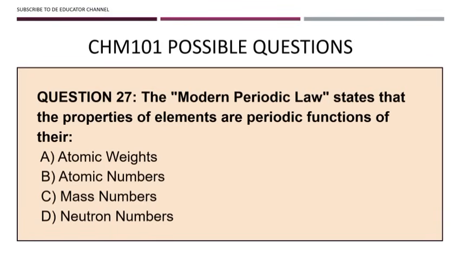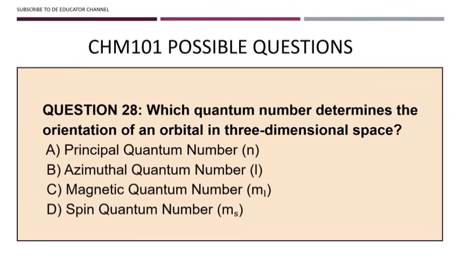27. The modern, okay, good. See the question here. The modern periodic law states that the properties of elements are a periodic function of atomic number. Please take note. But if they say the old periodic law, it is atomic mass. The modern, it is atomic number. Which quantum number, okay, we are coming to interesting topics now. Which quantum number determines the orientation of an orbital in 3D space? The correct answer is magnetic quantum number.